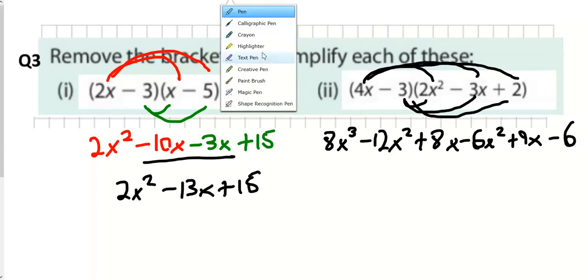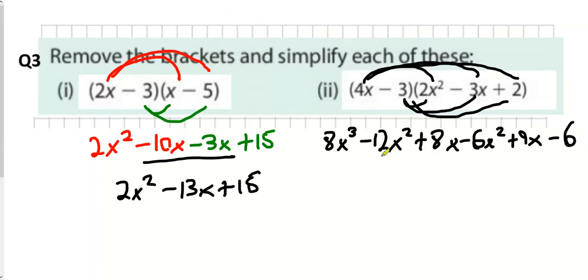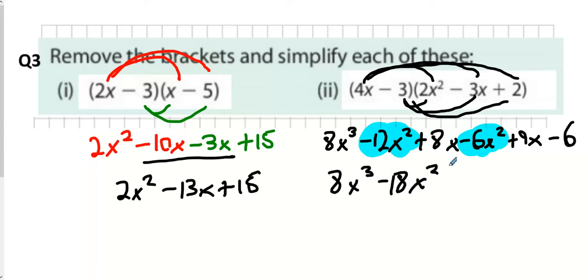Make a note of the ones that are the same. You can see that the minus 12x squared and the minus 6x squared are the same. So therefore, we're going to get 8x cubed minus 18x squared. And then we've got our 8x and our 9x, which is 17x, and then take away our 6 at the end. All right, let's continue on.